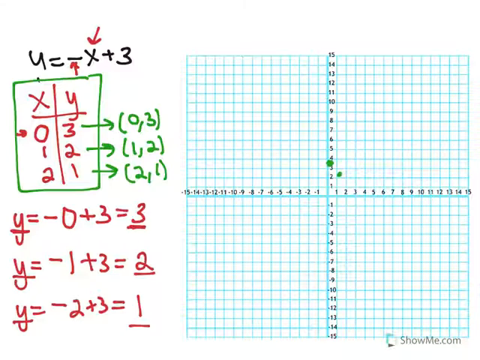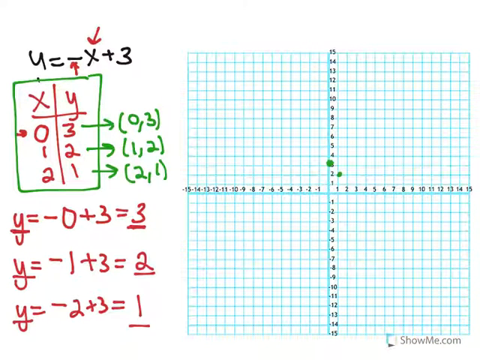Oops, moved my coordinate plane a little bit. There we go. And then finally we've got 2, 1. Once I've graphed these 3 points, we can connect the dots using a straight edge. So I just went ahead and grabbed a straight edge, and I'm going to go ahead and connect these dots. There we go. Alright, so we have successfully graphed this linear equation.